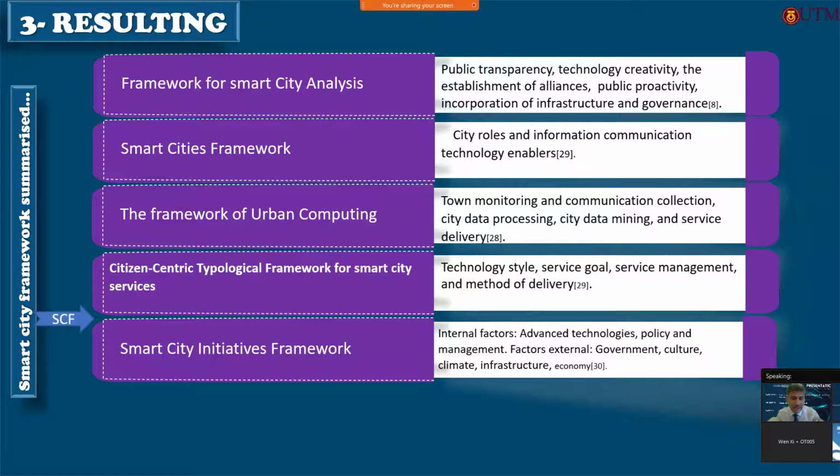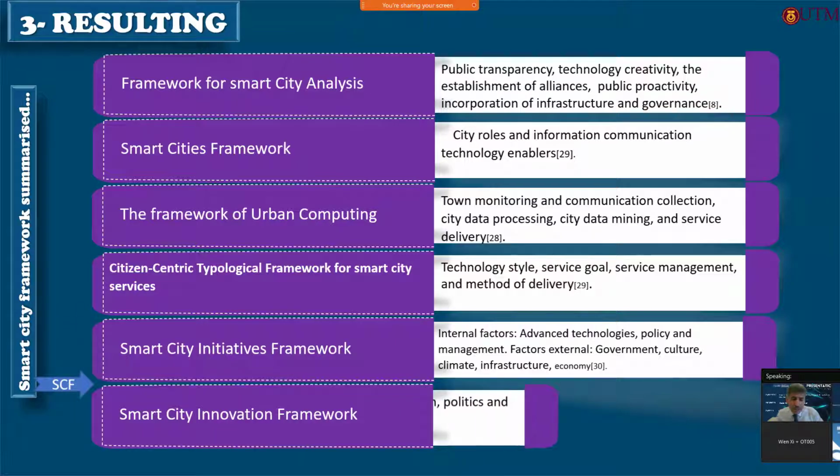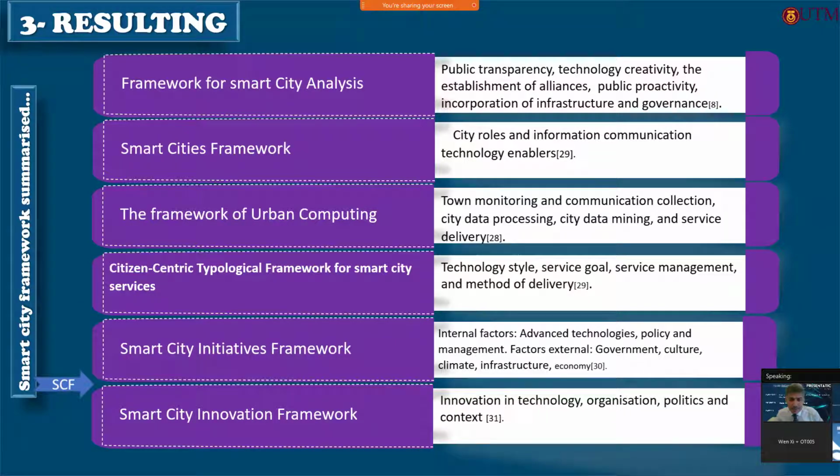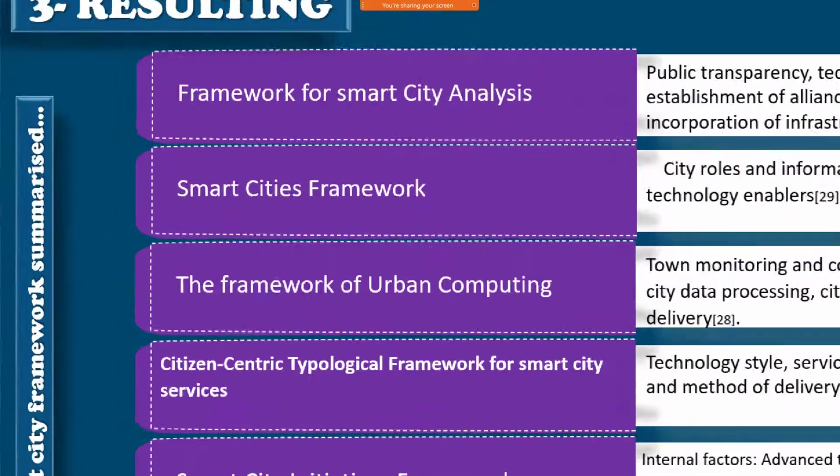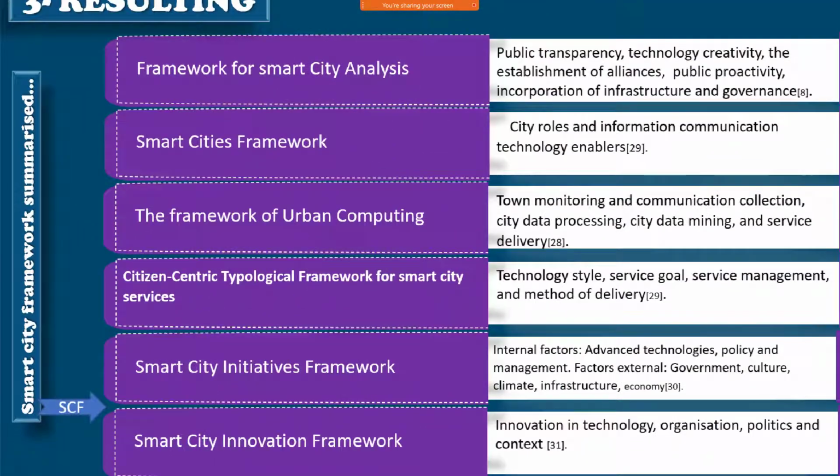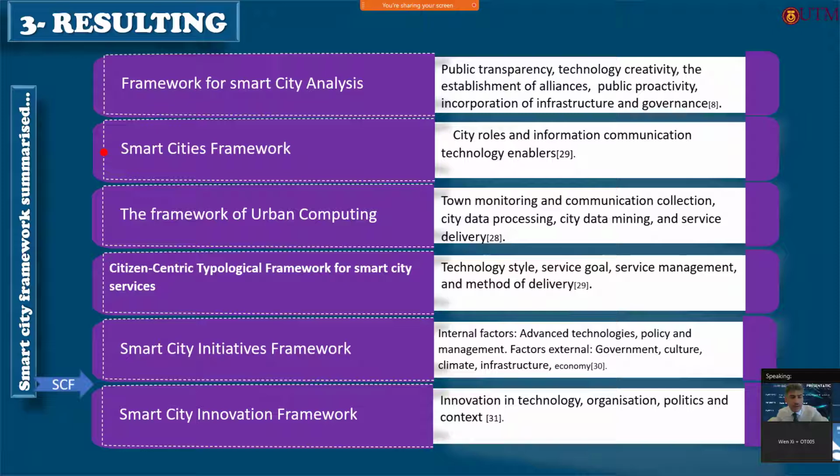And we have the smart city initiative framework. There are internal factors: advanced technology, policy, and management. External factors: government, culture, climate, infrastructure. The last one is the smart city innovation framework: innovation in technology, organization, politics, and context. So from our research, we found these classifications of smart city frameworks, and for each one of them we explained why.